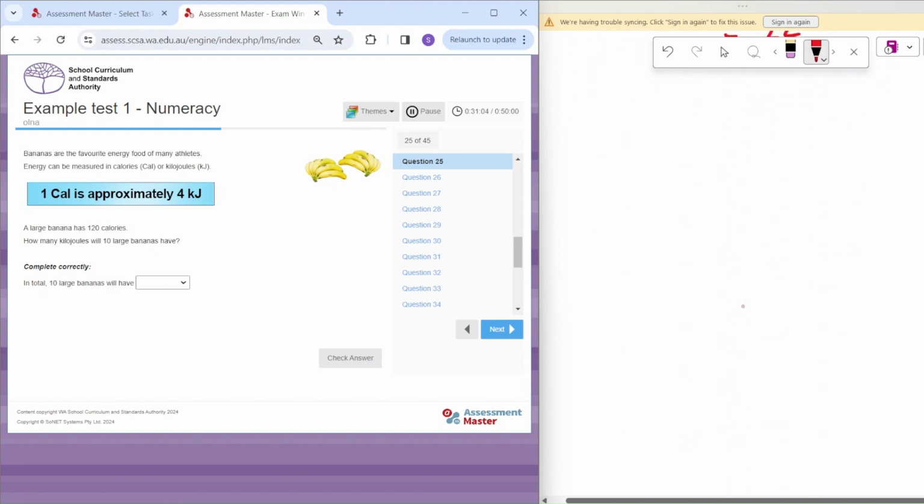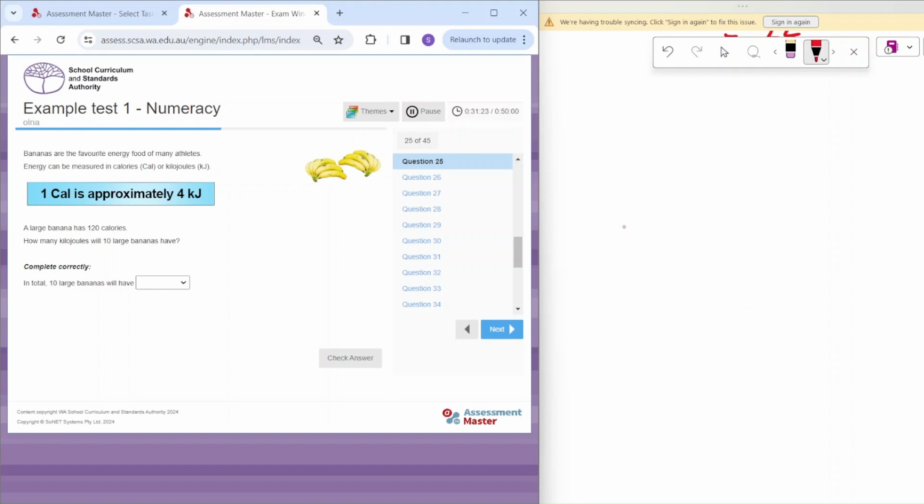Bananas are the favorite energy food of many athletes. Energy can be measured in calories, cal, or kilojoules, kj. A large banana has 120 calories. How many kilojoules will 10 large bananas have? Okay, we're looking for the kilojoules in 10 large bananas.